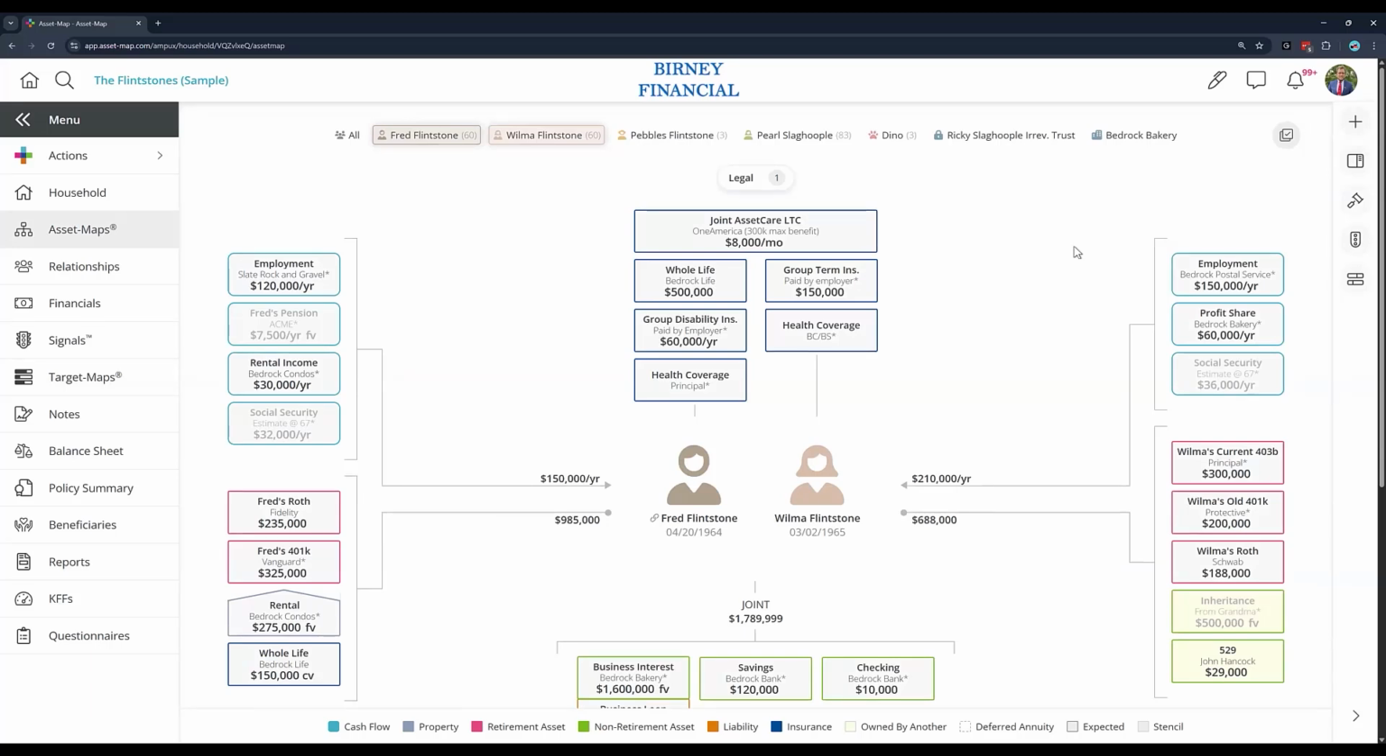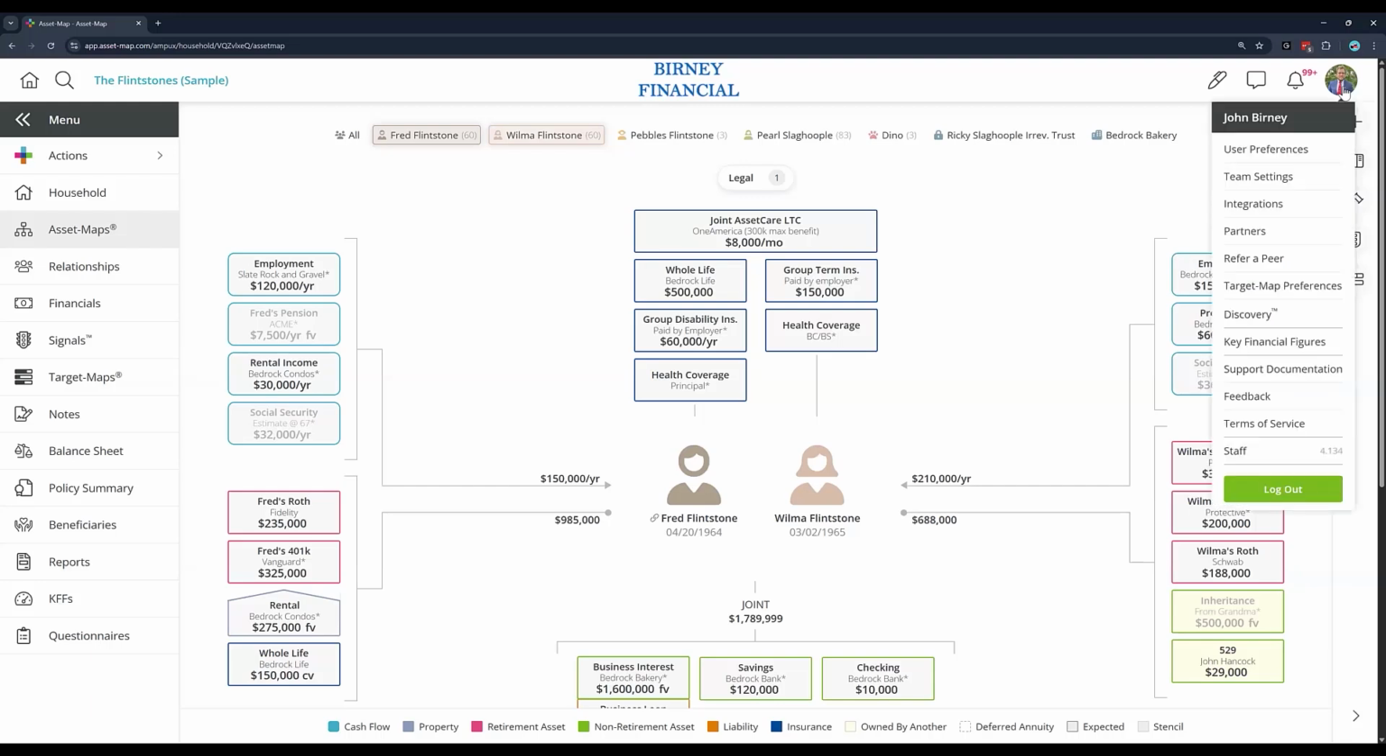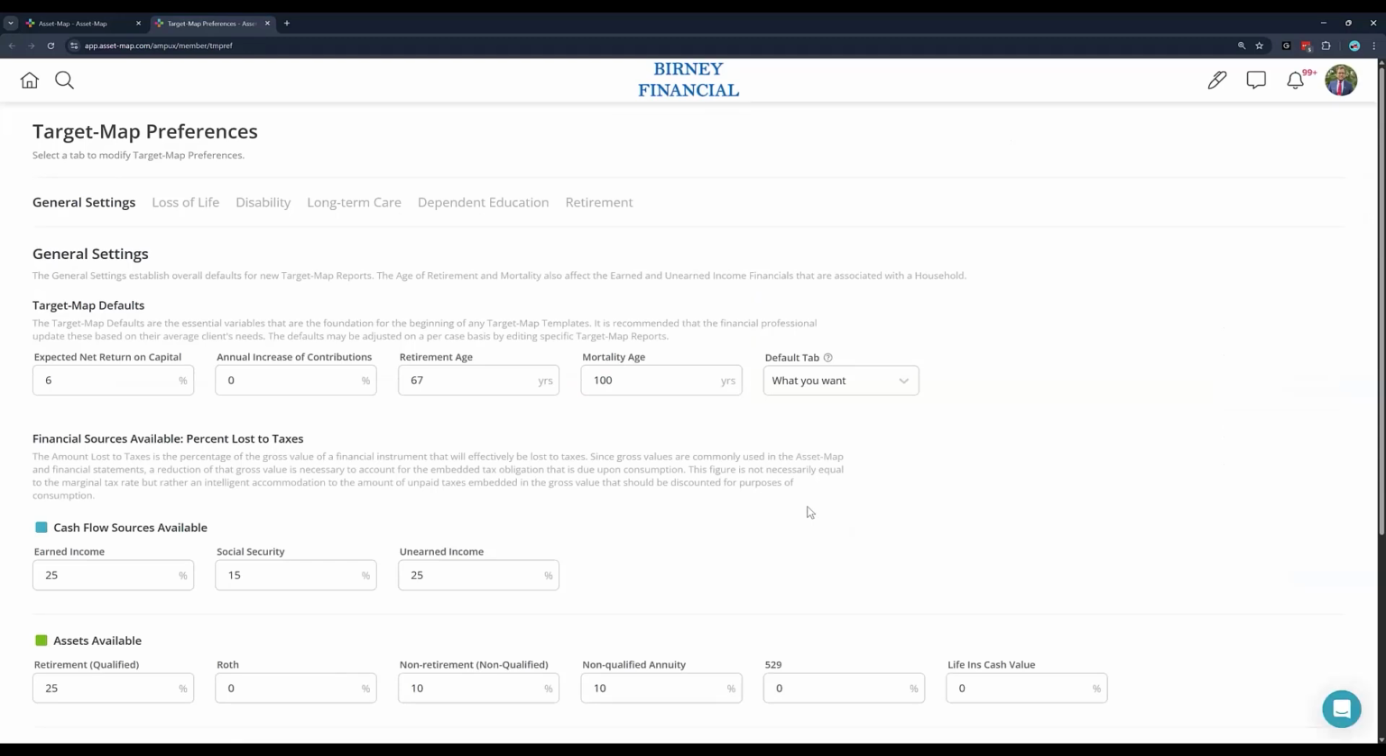Up in the top right, I've got my profile picture bubble. Might be a pair of initials if you don't have your picture set up yet. If you click on that bubble, it drops in a whole bunch of options. Target map preferences is here in the middle. I'm going to open this in a new tab right now and head over to it. And here are the defaults that I am using in every single target map that I run.